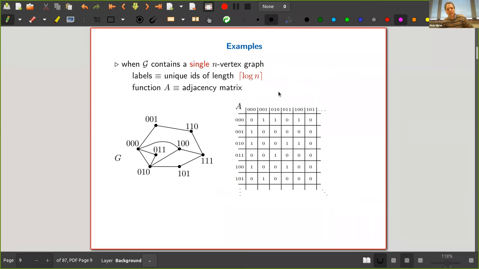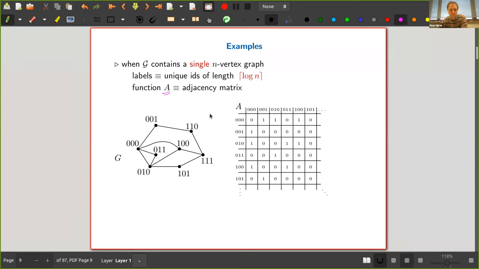We start with examples. So what happens if our class of graphs is just a single graph? Then the whole business gets trivial, because what we can do is put unique labels on each vertex. So we are using labels of length log n to get unique identifiers. And then our function A just outputs the adjacency matrix. So this is indeed nothing.